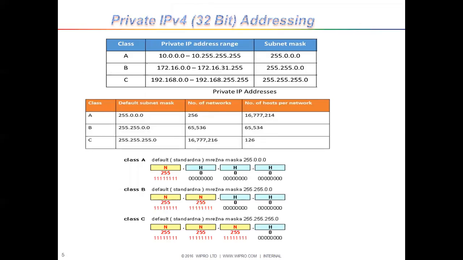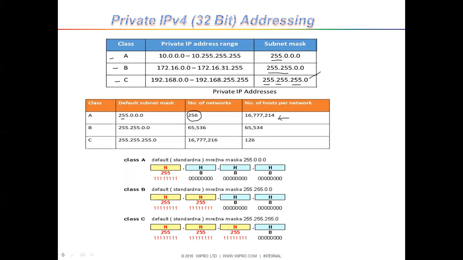Now class A, class B, and class C. Remember the subnet mask. For class A, the first octet is 255 and the rest are 0. For class B it is 255.255.0.0, and for class C 255.255.255.0. The 255s represent the network bits, and the zeros represent the host bits. In class A, the default subnet mask is this one.